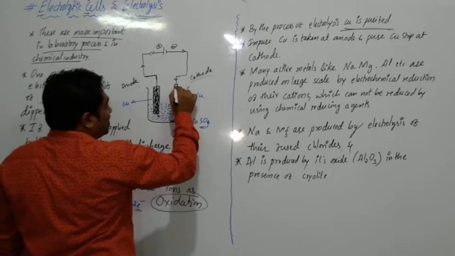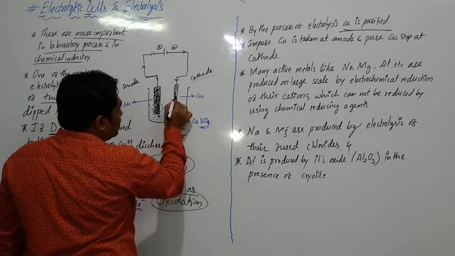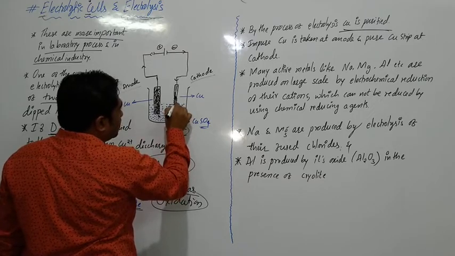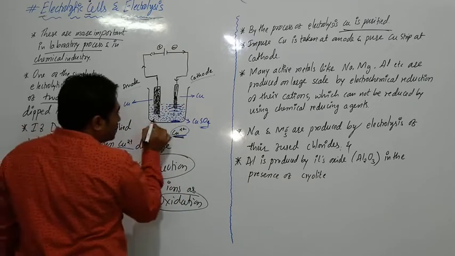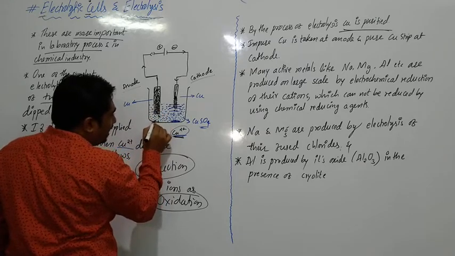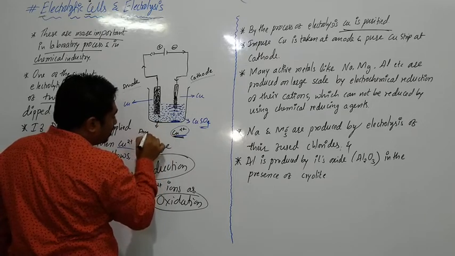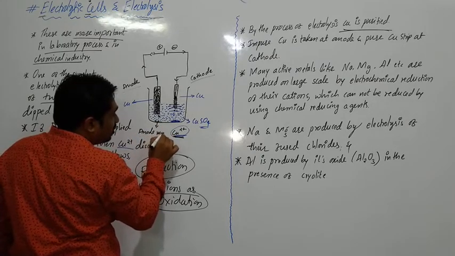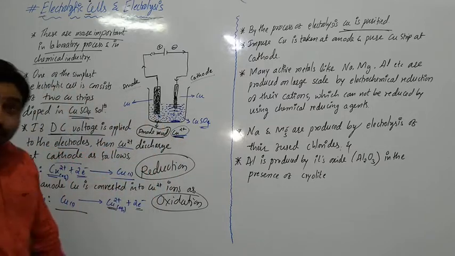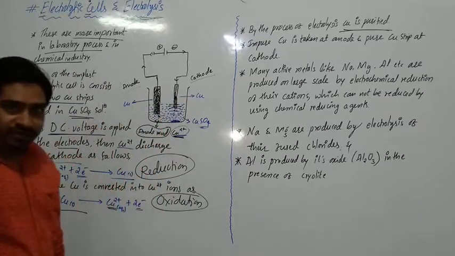Now here at the cathode, what happens? Only Cu2 plus ions are reduced and they are deposited over the surface of the cathode. And while doing this process, some of the impure atoms are deposited at the bottom of the anode. This is called anode mud. So this is a very important industrial process by which copper can be purified, isn't it?